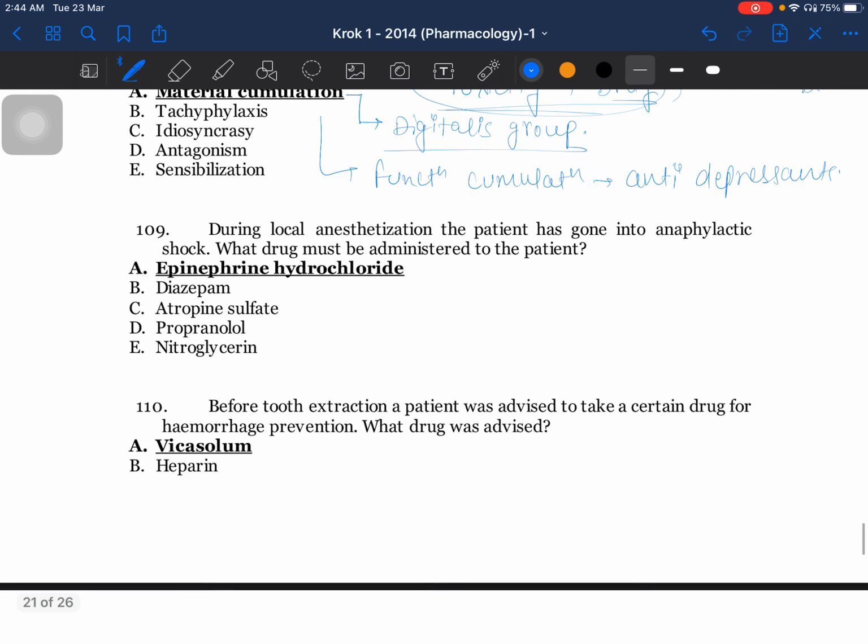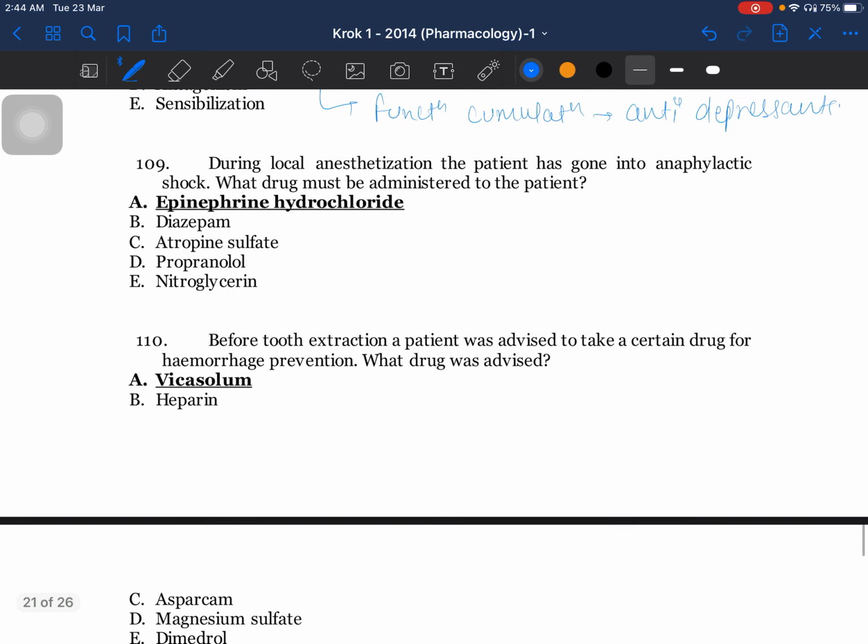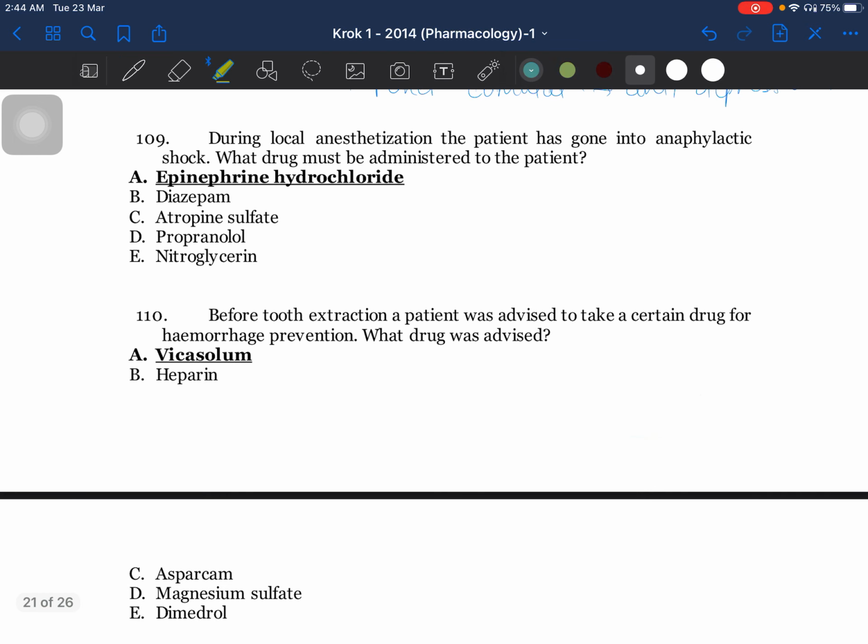Okay, now let's move to the next question, question number 109. This question states that during local anesthetization, the patient has gone into anaphylactic shock. What drug must be administered to the patient? So the point to note here is that the patient is suffering from anaphylactic shock, and in the case of anaphylactic shock, the first aid treatment is basically the use of epinephrine. What does this epinephrine do?